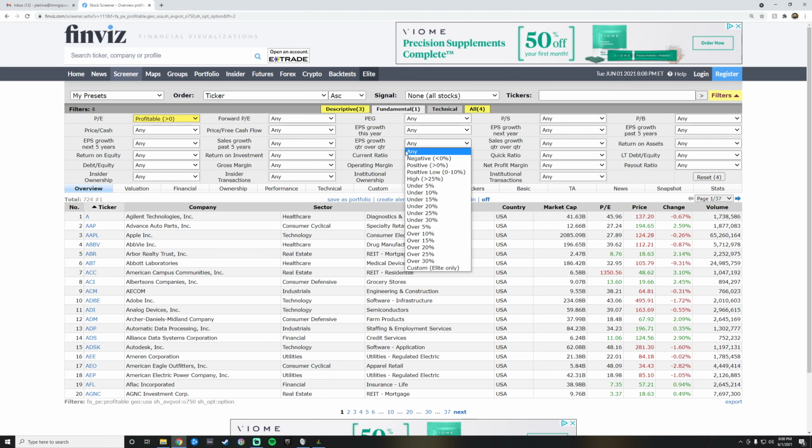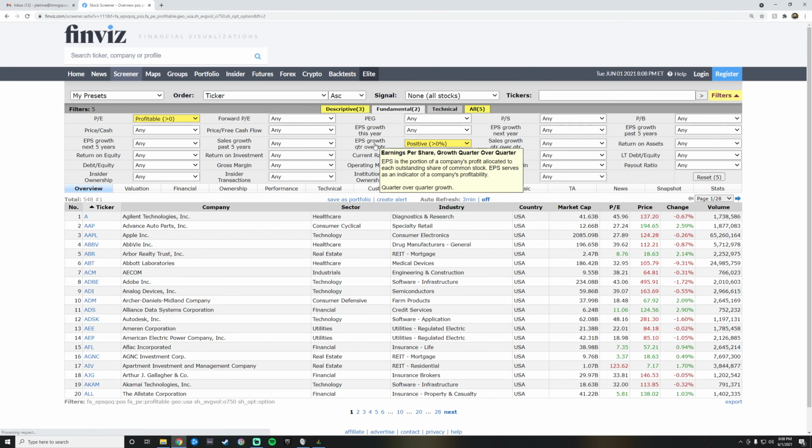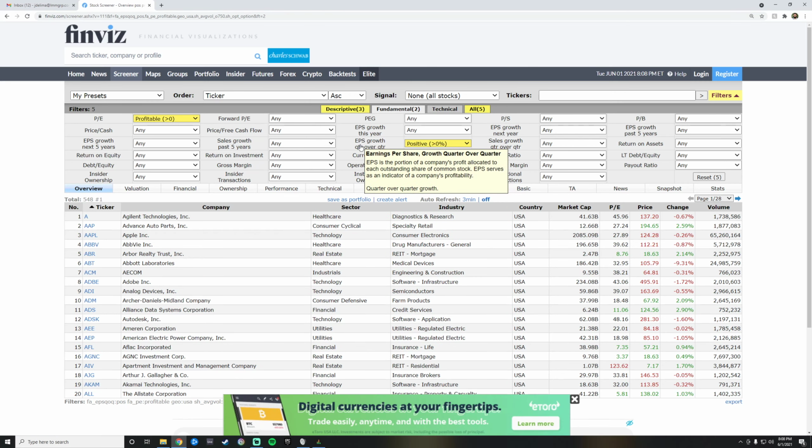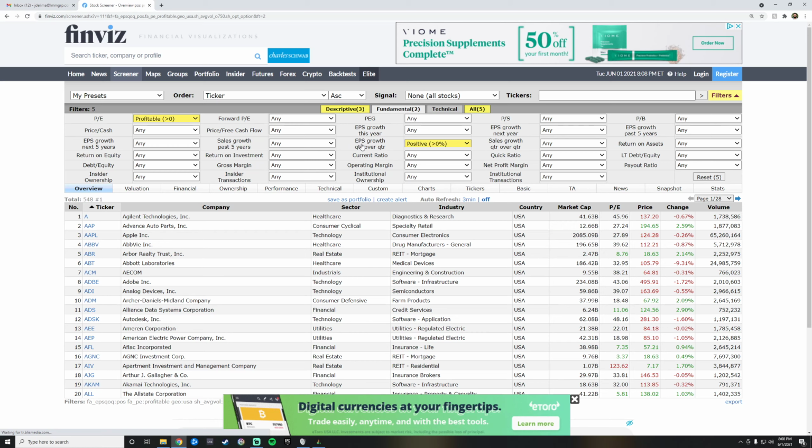So next I do quarter over quarter. I do positive quarter over quarter EPS. EPS is earnings per share. You just take how much earnings per quarter you have divided by the amount of outstanding shares and you get a number. I want to make sure it's a positive number because I want to make sure the company is profitable. The next thing I look at here, let's see. You can look at inside ownership if you want. I think that's pretty much it I use there.